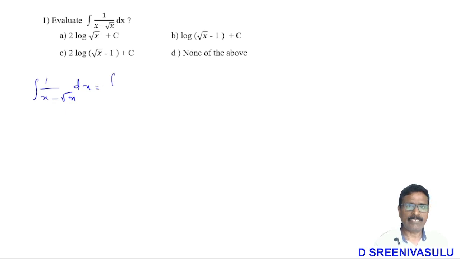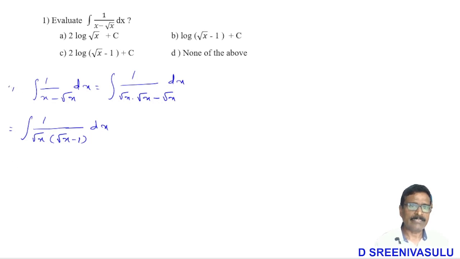Right, this is the integral of 1 by x, write down root x into root x, minus root x dx. Now take root x common in the denominator. Root x into root x minus 1 dx.